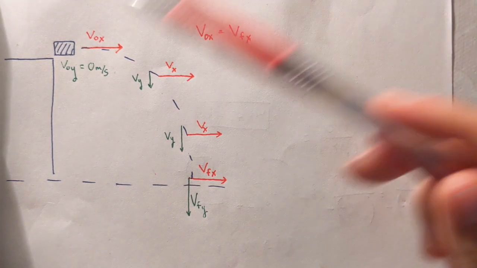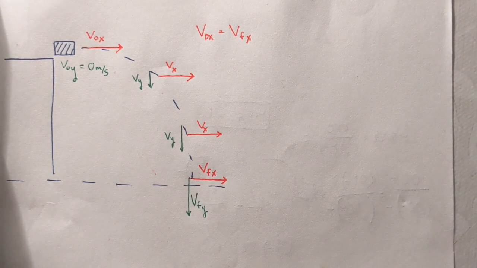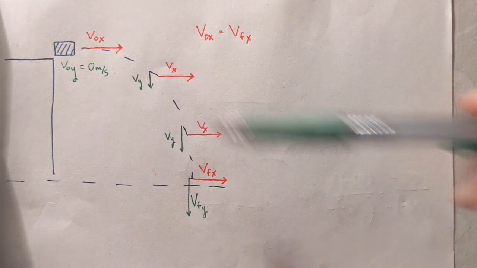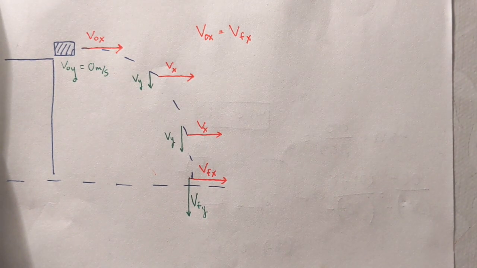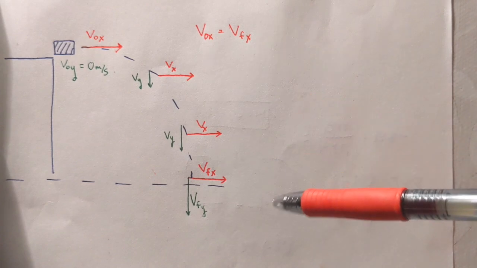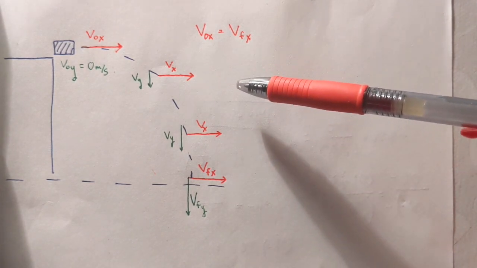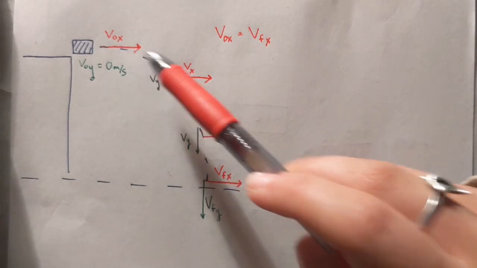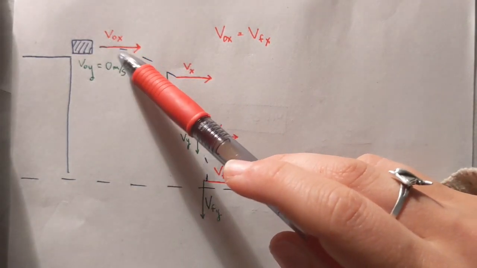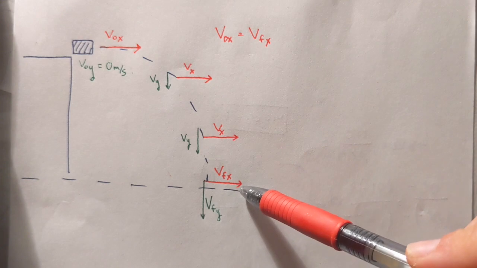Okay, so we've talked about the speeds. What about the acceleration? Remember, we're talking about a 2D kinematics problem, so we want to talk about horizontal stuff and vertical stuff separately. So let's talk about the horizontal acceleration first. Do we have a horizontal acceleration? Well, we just figured out that the horizontal speed doesn't change. It stays the same throughout the entire flight.